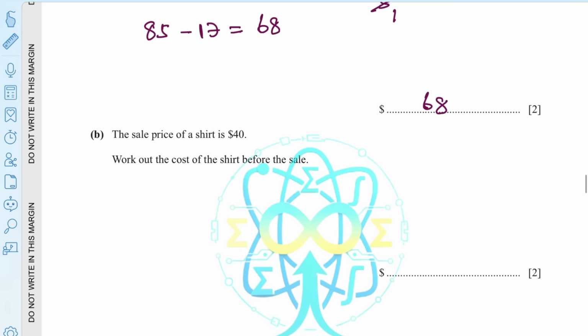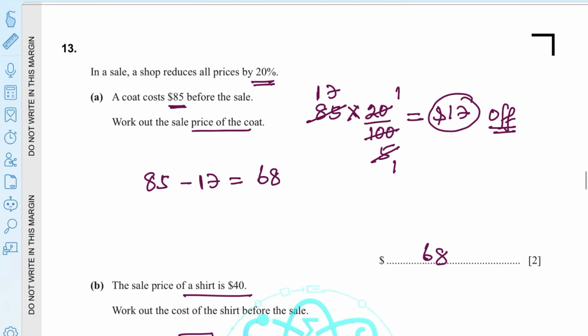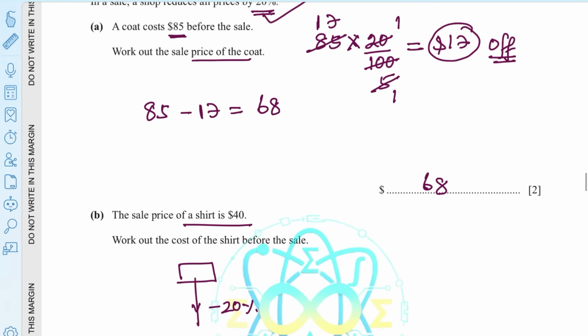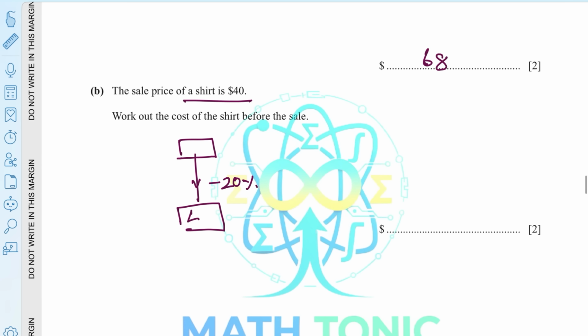Yes. Next part. The sale price of a shirt is given as $40. Work out the cost before the sale. Try to understand this question. Now see, I don't know the price of this one, the initial price. But as per the question, this price has been reduced by 20%, right? After the reduction, the price is $40.